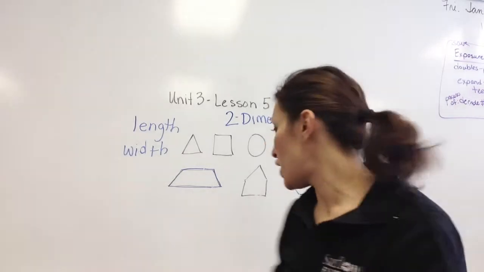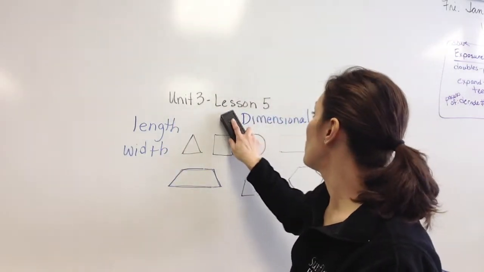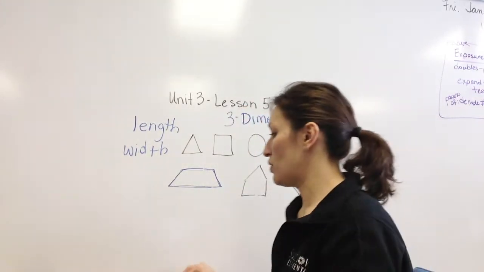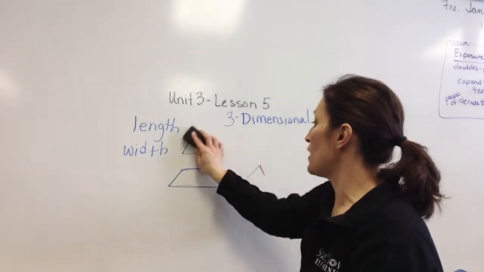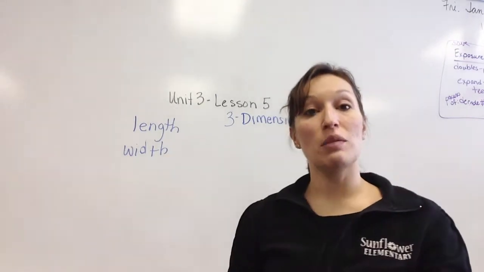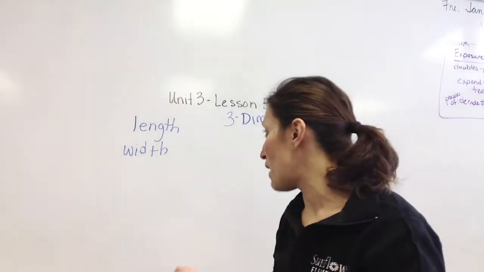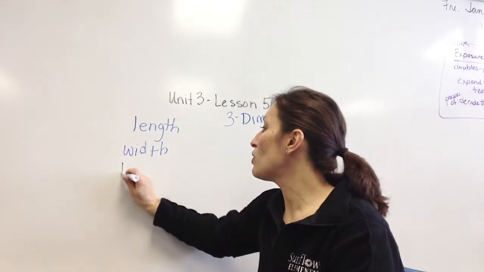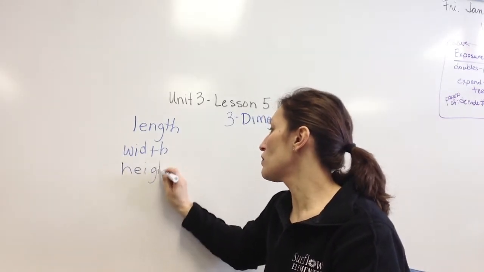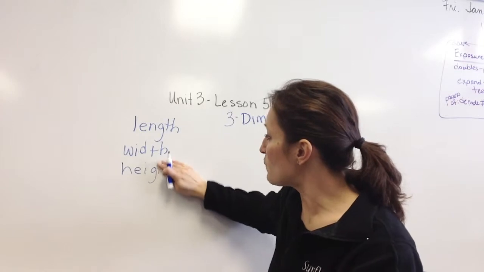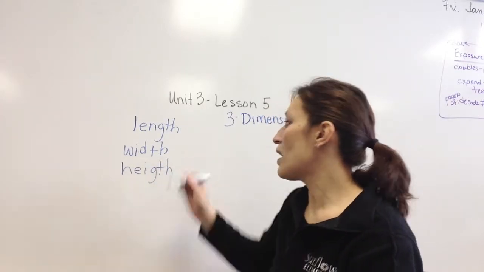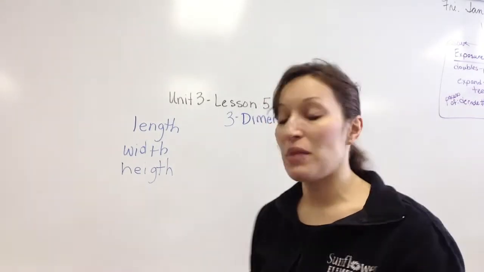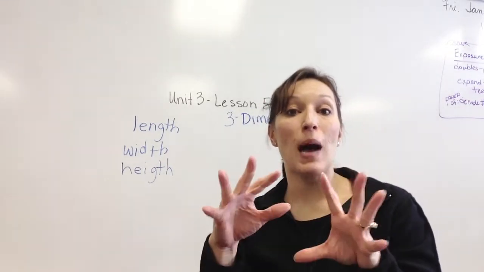There's another category of shapes that are called three-dimensional. When you talk about three-dimensional shapes, you can measure three different dimensions with them. You can still measure length, you can still measure width, but now you can also measure, Miss Reed needs to spell that right, height. Okay? When you can measure height, then you're talking about measuring something that pops up off the surface.